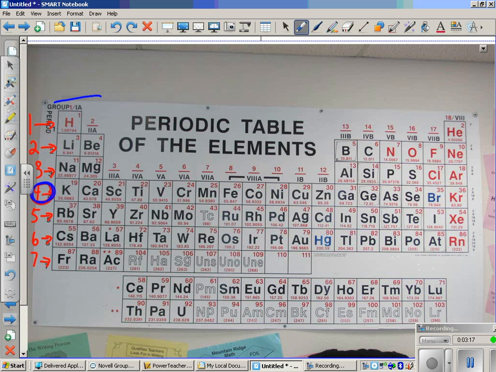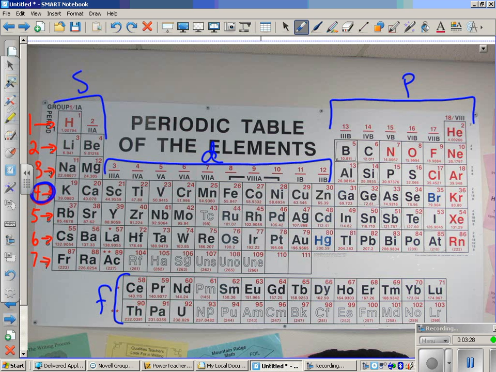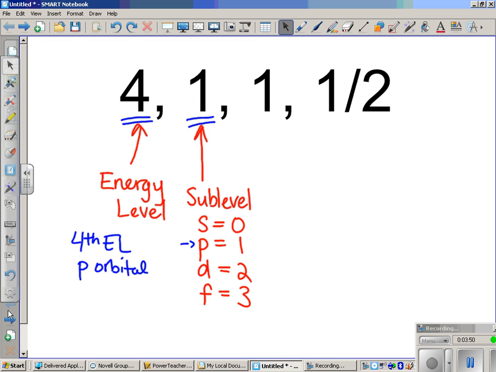If you remember, these 2 columns are S, these 6 columns are P, that whole group. This block is D, and then down here, this block is F. Again, great review of all of this information. So what we now know is that we're fourth energy level and P block. So we know that our element that this 4, 1, 1, and 1/2 is representing is somewhere in there. Now past that, we're not going to be able to isolate it any further, but we do know it's one of those.